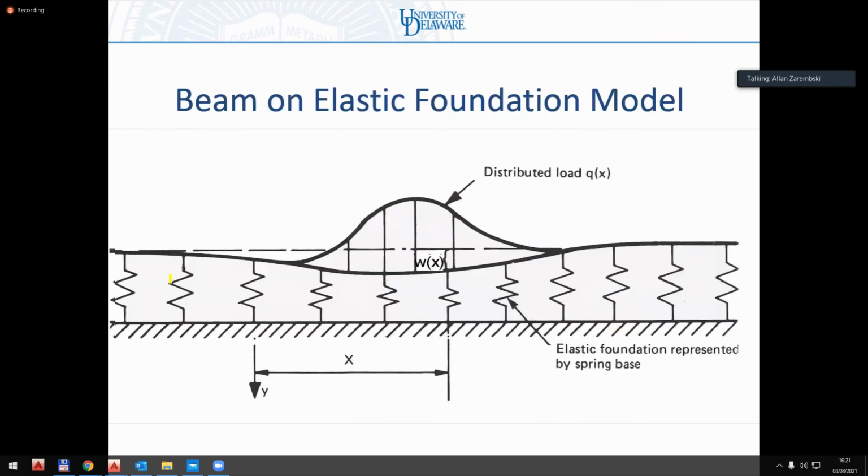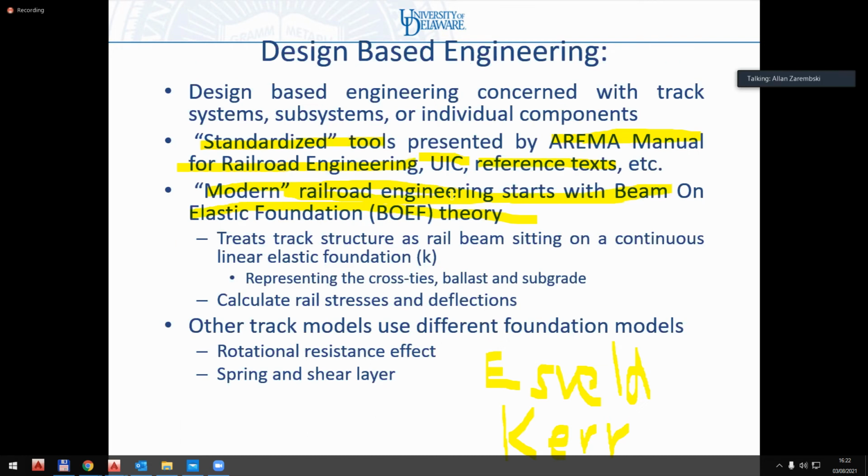So that you see here, this beam over there is my rail. These springs over here represent my sleeper, my ballast, my sub-ballast. This represents my loading up here. And this is my representation of the beam and elastic foundation theory. And I can use beam and elastic foundation theory to calculate my rail stresses and my deflections. And then in turn, I can start calculating my loads onto my sleepers. And then that ultimately will be the foundation for calculating my loads on my ballast and my sub-ballast.